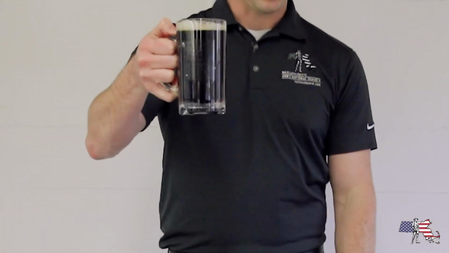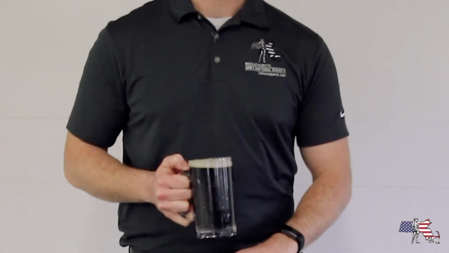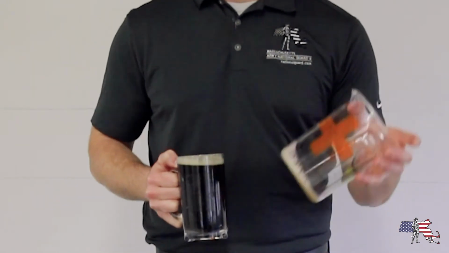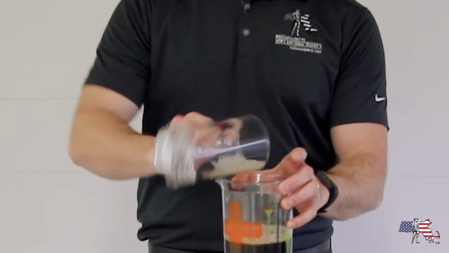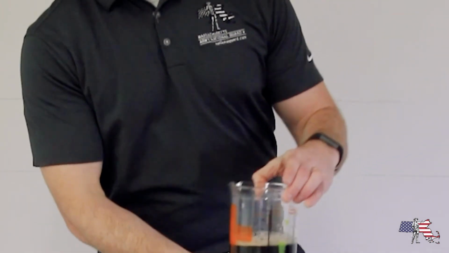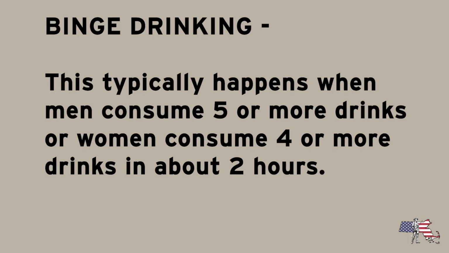But how many drinks does this glass of beer actually contain? We can find out by pouring it into the specialized Summit cup. When we pour the beer inside, we can see that this glass actually contains over 1.5 drinks. Binge drinking is defined as consuming 4 or 5 alcoholic beverages in a period of 2 hours, depending on your gender and size. So if you drank 3 beers like this, you're already well into the realm of binge drinking.